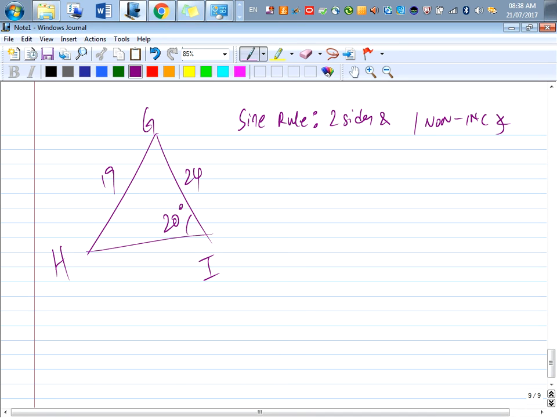Okay, so what is the equation that I should write? Okay, before that, let us talk about what are we trying to find out now? There are a few things that we could possibly find. Let's say I want to find, okay, I'll give you a harder question. HI. How to find HI?